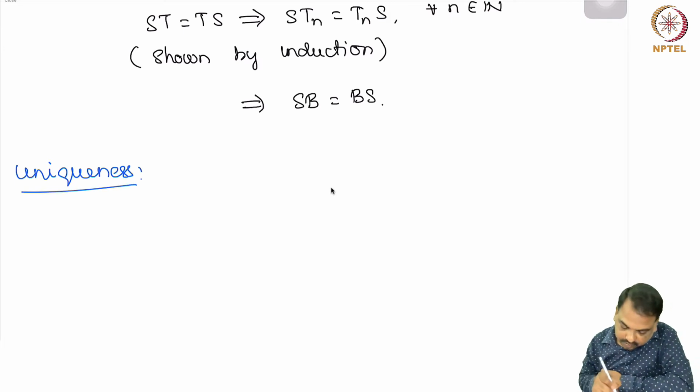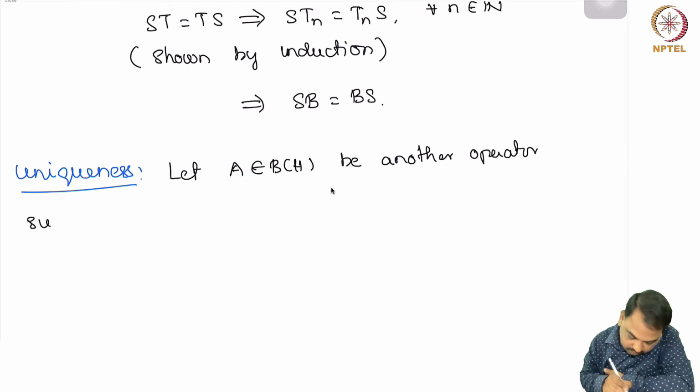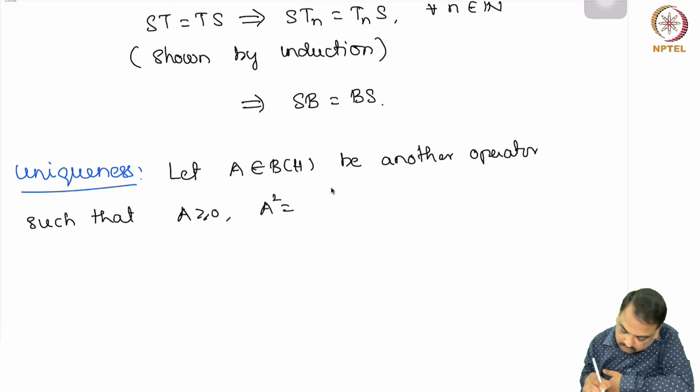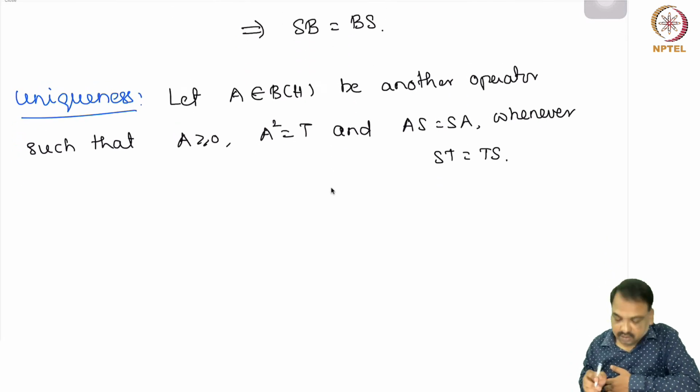Okay. So let us assume that there exists one more operator, say A, which satisfies the same properties as B. Let A be another operator such that A is positive, A square equal to T, and AS equal to SA whenever ST equal to TS. Then we want to show that A equal to B.